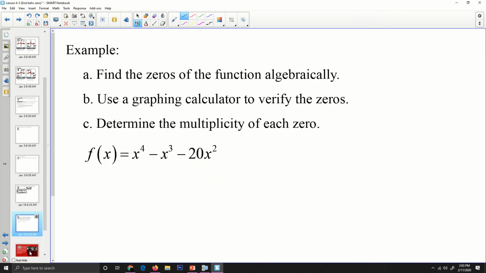Okay, final example. It says find the zeros of the function algebraically, use a graphing calculator to verify the zeros, and then determine the multiplicity of each zero. So first, to find the zeros, I'm going to try to factor. And since I'm trying to factor this, I'm going to try GCF first.